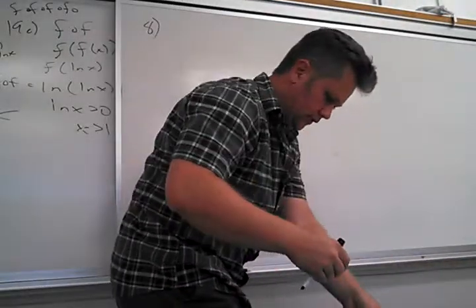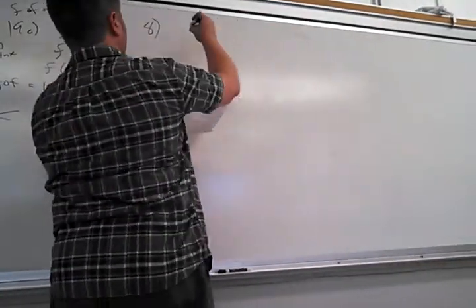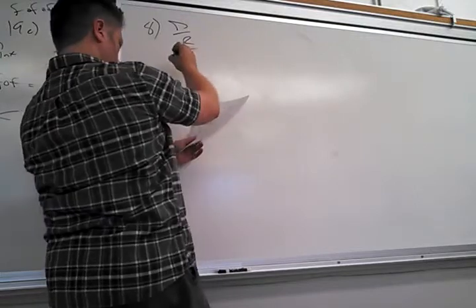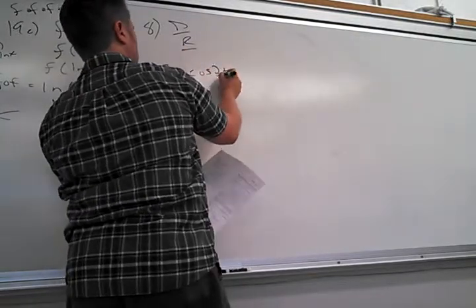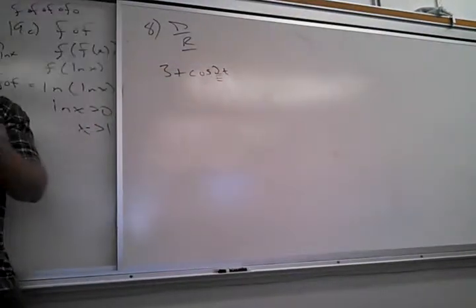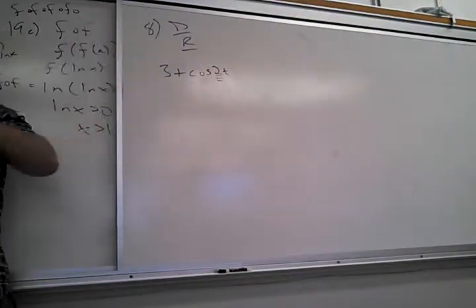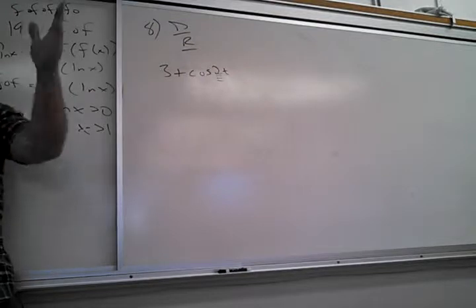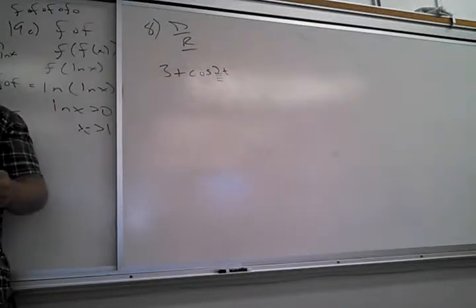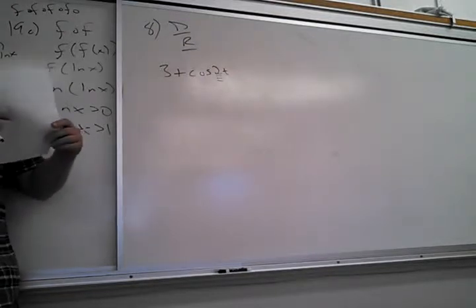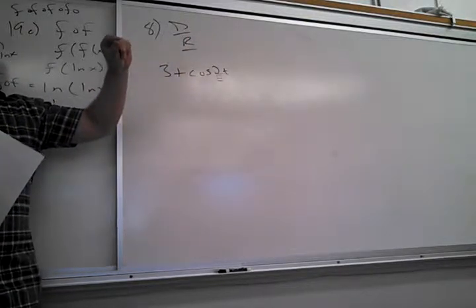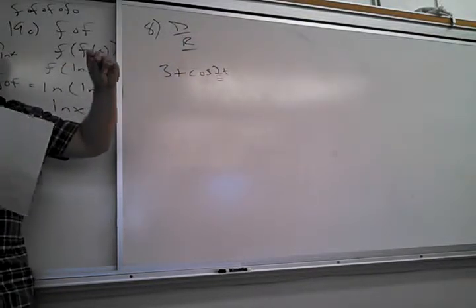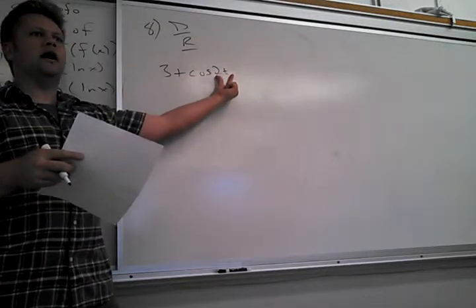So 8 was find the domain and range, and the function's 3 plus cosine 2t. So then your brain starts to say, okay, what changes when you put a 2 inside? All that kind of thing doesn't matter. Does putting something inside affect the output of the function? No, it doesn't. What's cosine of anything?